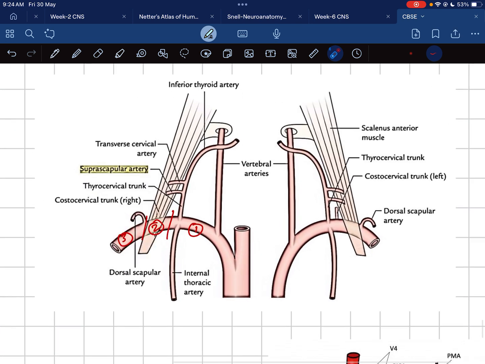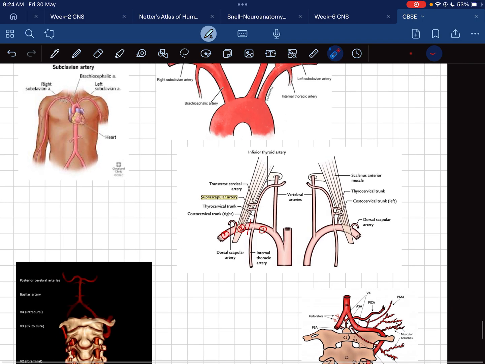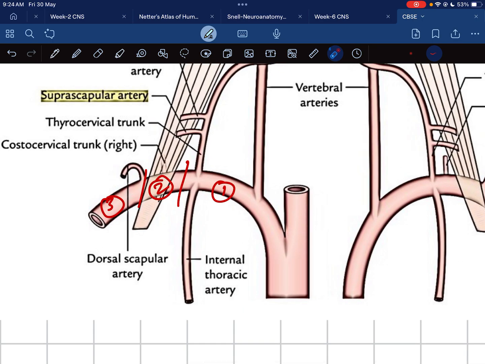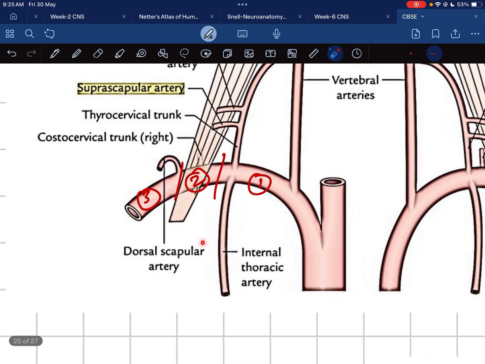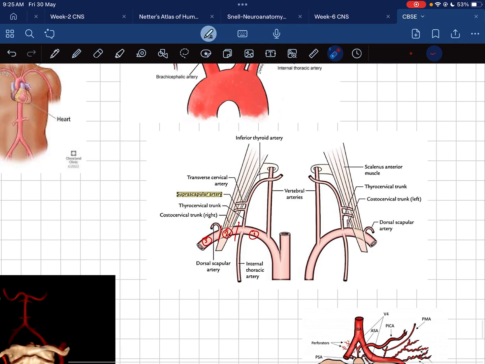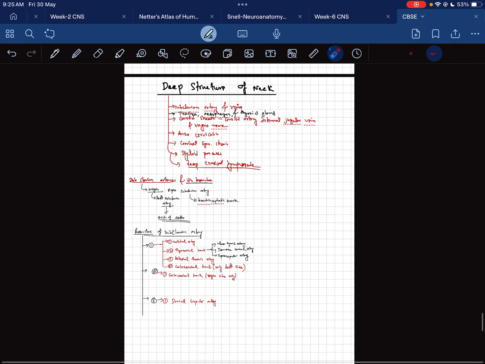On the right side, the costocervical trunk comes from the second part. Then the thyrocervical trunk has some other branches. The thyrocervical trunk gives the suprascapular artery, then the transverse cervical artery, and it continues as the inferior cervical artery. In the second part, we have already discussed that the costocervical trunk arises on the right side. And the third part gives the dorsal scapular artery. These are the branches.